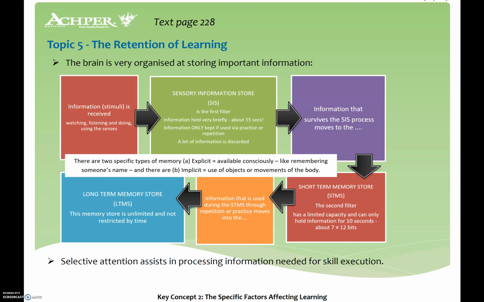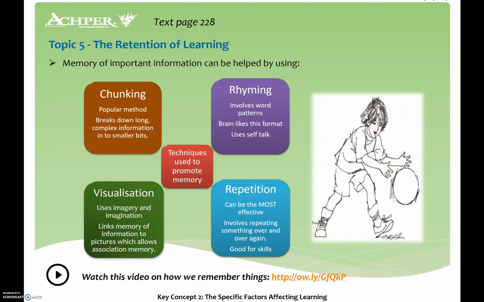The information is received, the sensory information store, information that survives the SIS process moves to the short-term memory store, and then the information is used through that short-term memory store through repetition or practice, and moves into the long-term memory store. All right, so that's how we learn the skill.